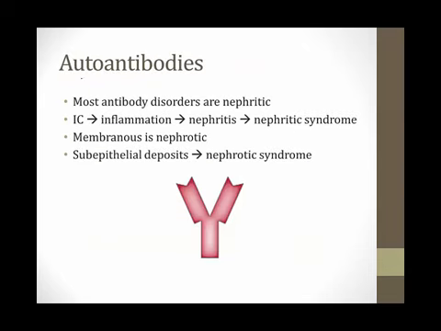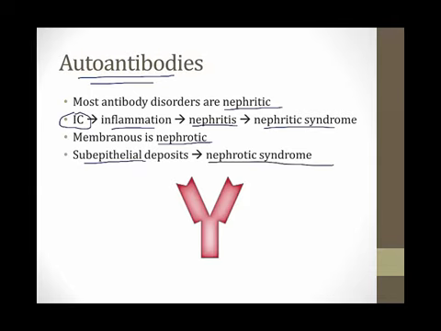A brief word about autoantibodies. Most antibody disorders lead to the nephritic syndrome. In the video on the nephritic syndrome, I talk about a number of different disorders where immune complexes form. These trigger inflammation. That leads to nephritis, and nephritis leads to the nephritic syndrome. Membranous nephropathy is unusual in that it involves autoantibodies, but it leads only to the nephrotic syndrome. The reason for this is because, as we have been discussing, the deposits are subepithelial, and therefore they disrupt the podocytes and they lead to the nephrotic syndrome, but they do not trigger inflammation, and therefore they do not lead to nephritis.